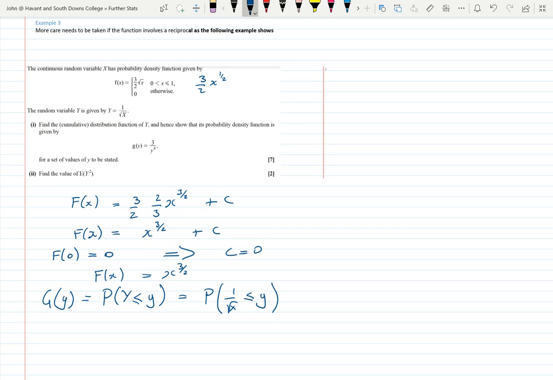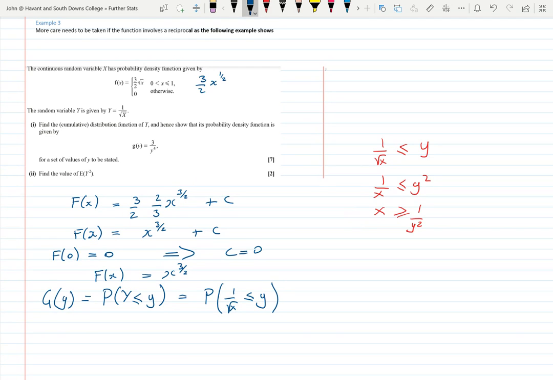So as I say, we have to be very careful here because 1 over the square root of x, we can square it, all right. 1 over x is less than or equal to y squared. But if we take a reciprocal of both sides, the inequality is going to change direction. So it'll be x is greater than or equal to 1 over y squared.